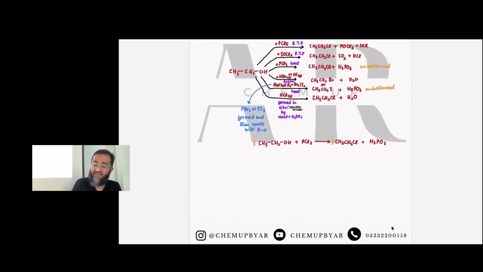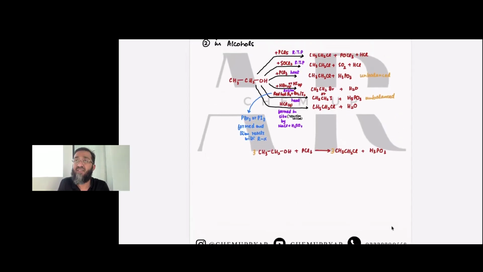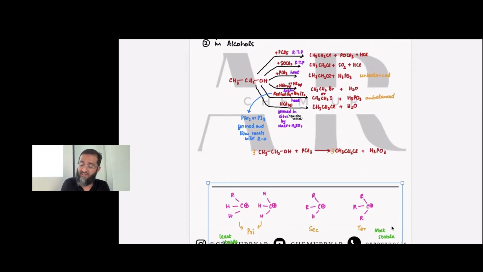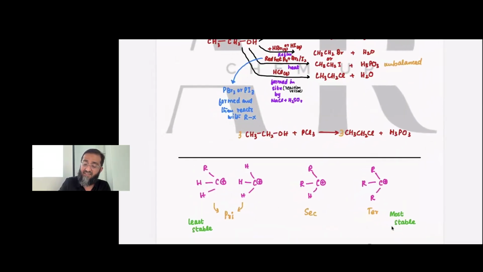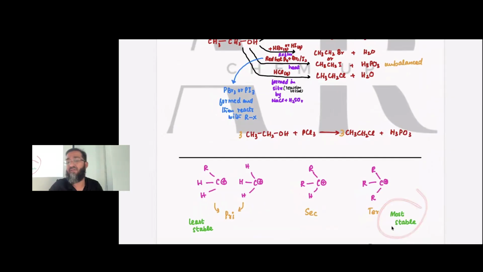The primary carbocations are the ones where the positively charged carbon is bonded to either all 3 hydrogens or 1 carbon chain and 2 hydrogens. Secondary carbocation is the one where it is bonded to 2 alkyl chains and 1 hydrogen. And tertiary is the one which is bonded to 3 alkyl chains. And tertiary is the most stable. Their stability we have discussed in the last class.